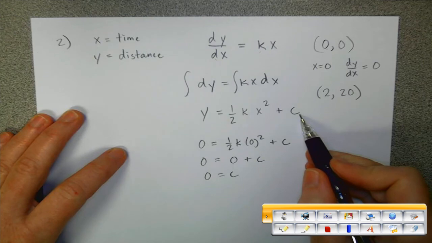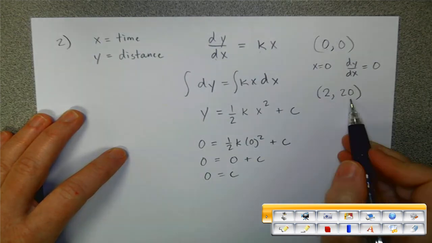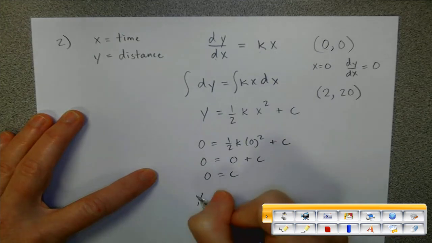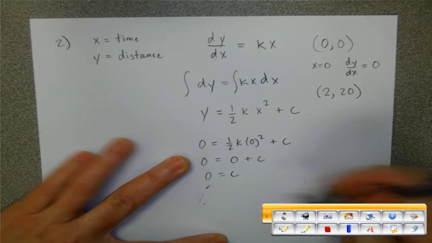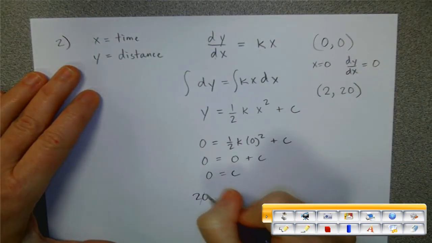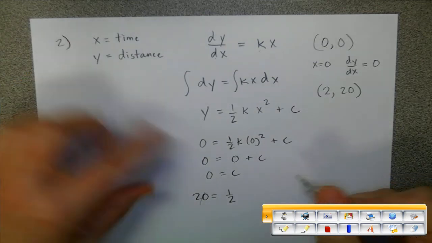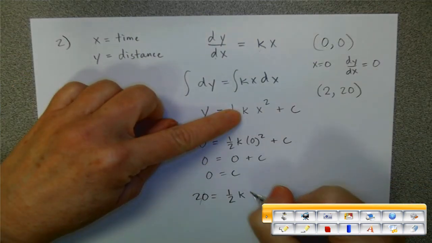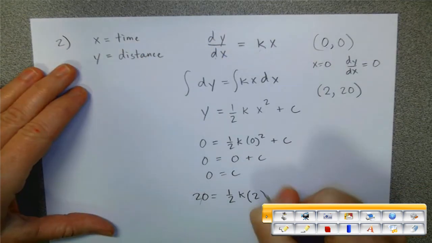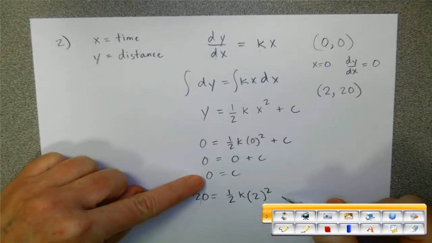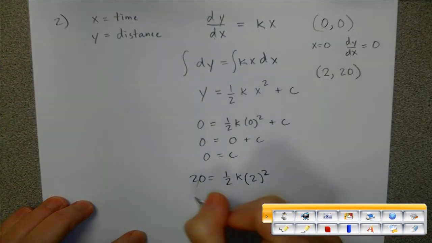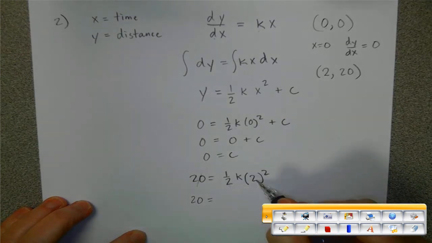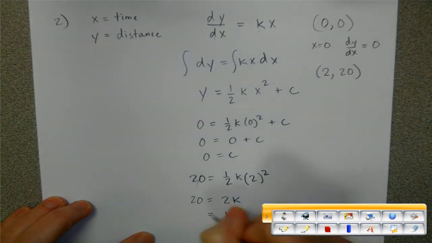Aha! That's really helpful because now when I put in my second point, I will be able to solve for k. So I'm going to put in my other point, the 2 and the 20. So I get 20 is equal to 1/2 k, I still don't know k yet, x is 2, so 2 squared. And C I know is 0, so I don't have to write anything. I could write plus 0, but it's not necessary. Okay, now let's simplify this. 20 is equal to half of 2 squared. Well, that would just be 2. Divide both sides by 2, I get k is equal to 10.